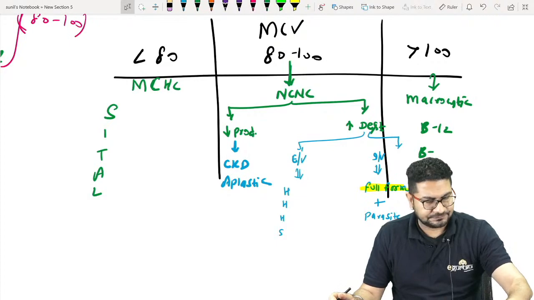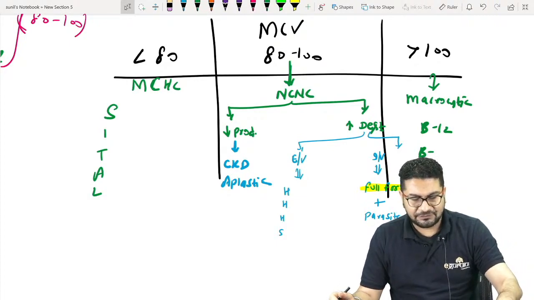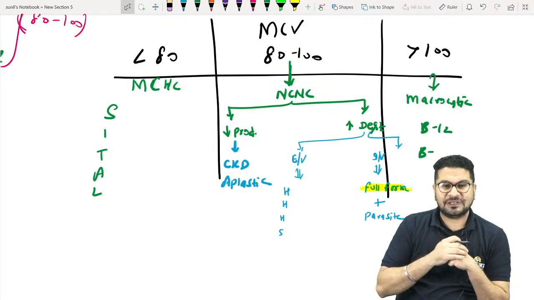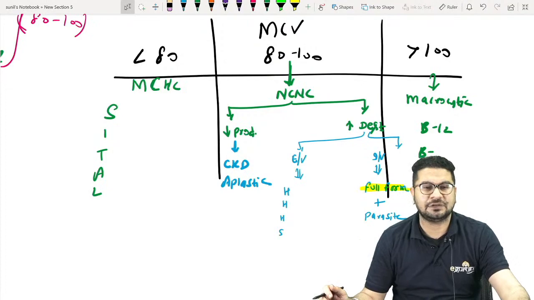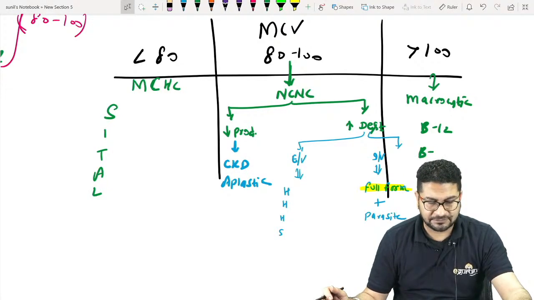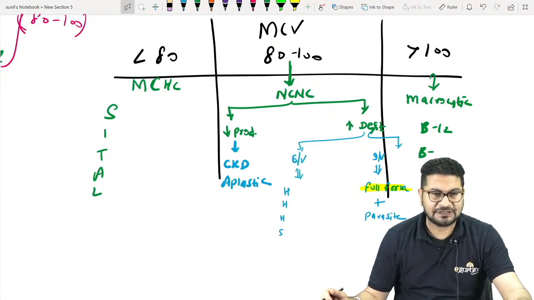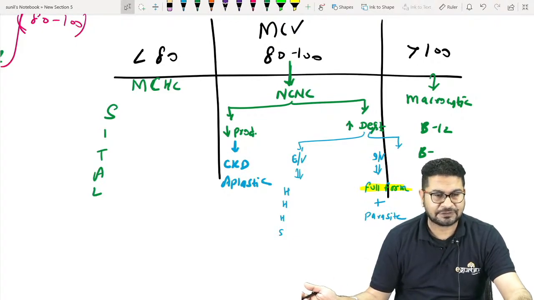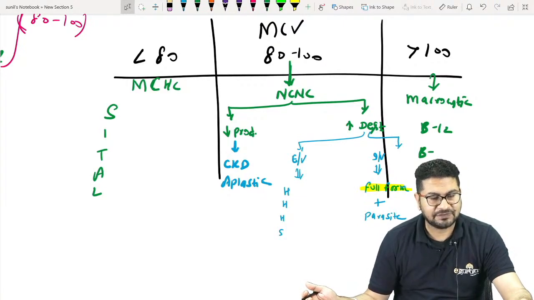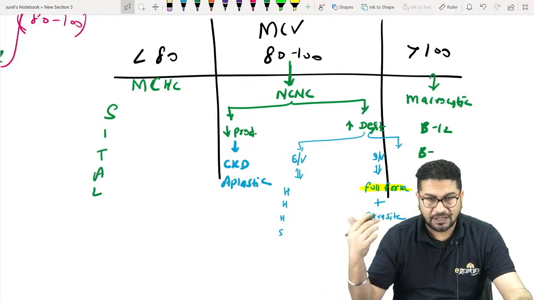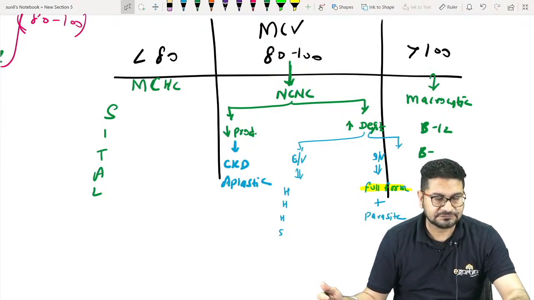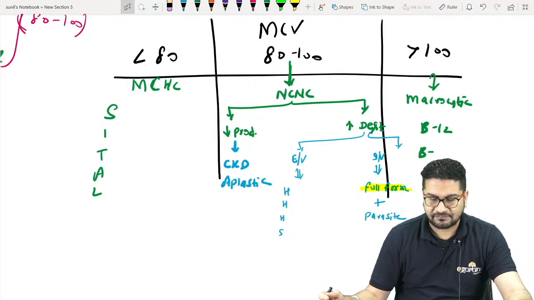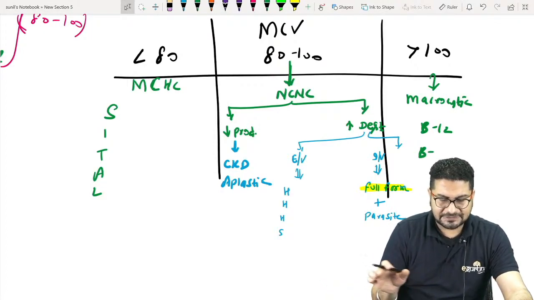Any doubt to anyone? One by one. This classification is very, very important because sometimes they give you a big clinical case, a big question, but in the end they will mention the MCV value. If the MCV value is 65, it means it is microcytic hypochromic anemia. If they mention the MCV value is more than 100, then you automatically understand it is B12 or B9. Am I clear? One by one we'll discuss these different types of anemia.